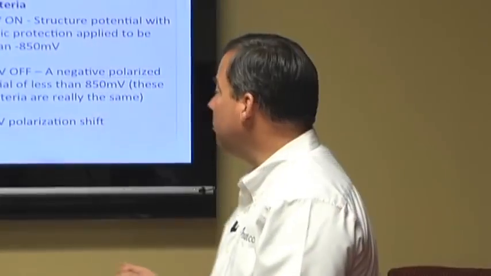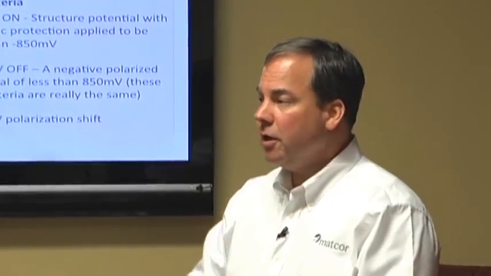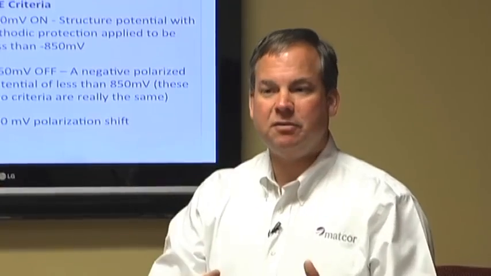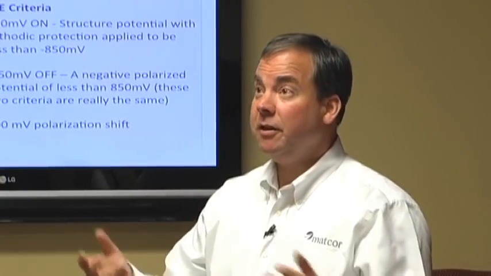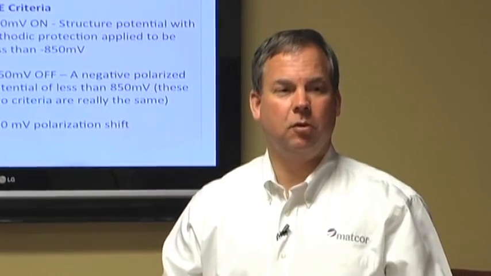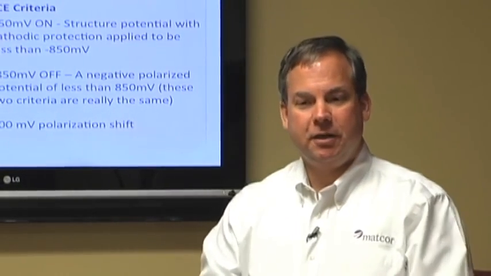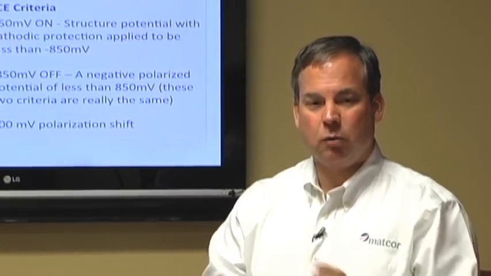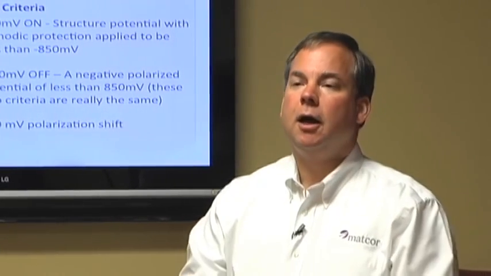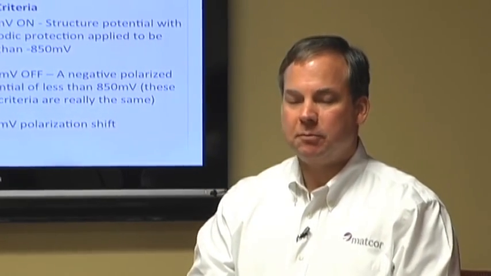The other criteria is 100 millivolt shift. If you can get 100 millivolts of polarization from its native state to its state when it's cathodically protected, you'll stop that corrosion rate. Now you'll say 550 to 850, that's more than 100 millivolts. That's true. But the 550 is just a general state, okay? Sometimes buried steel could be minus 600, minus 700.